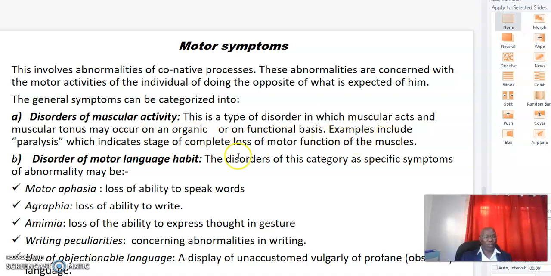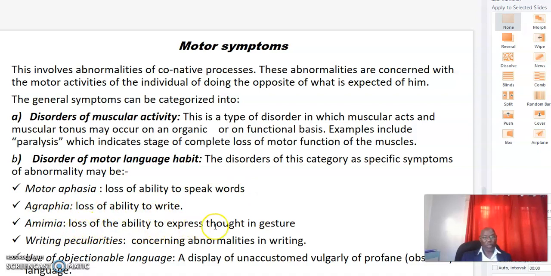The examples include paralysis, which indicates a state of complete loss of motor functions of the muscles. The other one includes disorder of motor language habits. The disorders of this category are specific symptoms of abnormality, and this may be: 1. Motor aphasia, which is the loss of ability to speak words. 2. Agraphia, loss of ability to write.